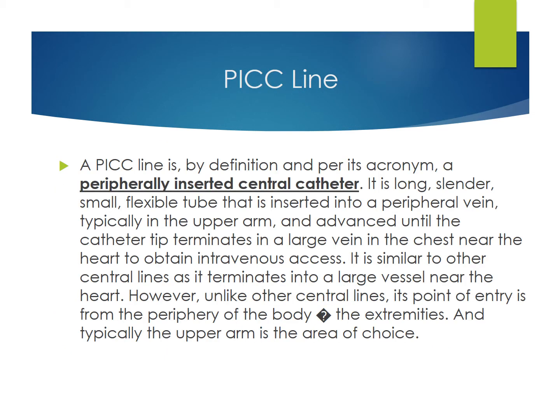PICC line. A PICC line, as per the acronym, a peripheral inserted central catheter, is by definition a long, slender, flexible tube that is inserted into a peripheral vein, typically in the upper arm, and advanced until the catheter tip terminates in the large vein in the chest near the heart to obtain intravenous access. It is similar to central lines, as it terminates in a large vessel near the heart. However, unlike other central lines, its point of entry is from the periphery of the body, the extremities, and typically the upper arm is the area of choice.